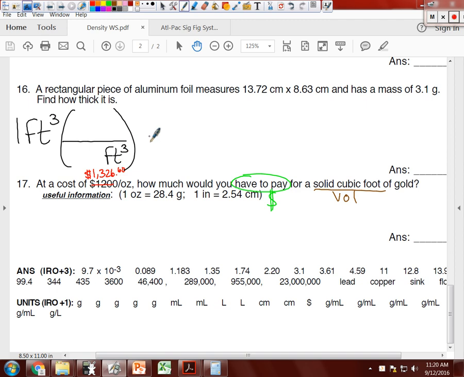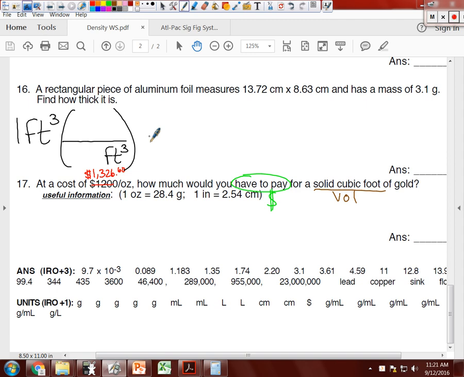Would you agree with that? Now here's the problem. I've got to get all the way to dollar bills. So let's look at that useful information for just a second. I've got 1 ounce equals 28.4 grams, and I've got 1 inch equals 2.54 centimeters. So here's my question. If I need to get rid of cubic feet to get to dollar bills, what do you think the next unit I can use in the stuff that's given would be helpful?